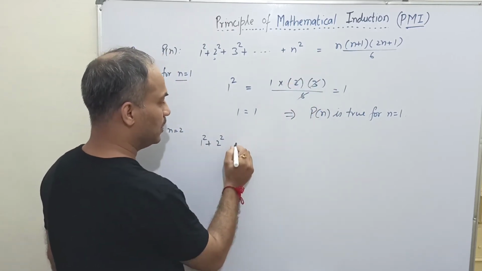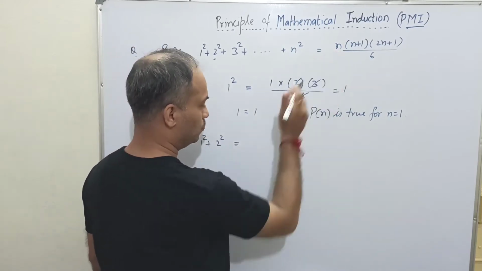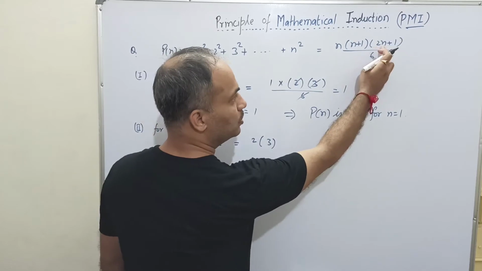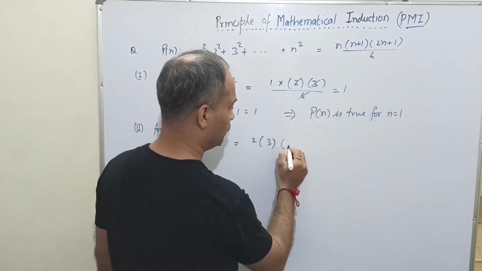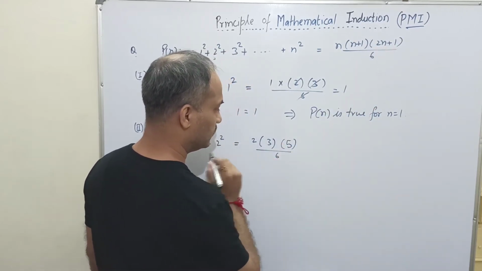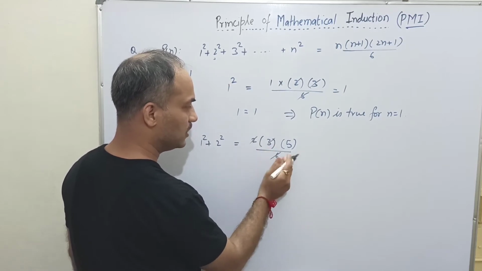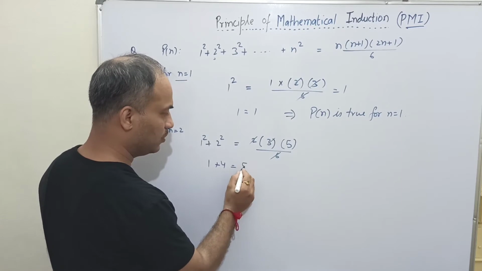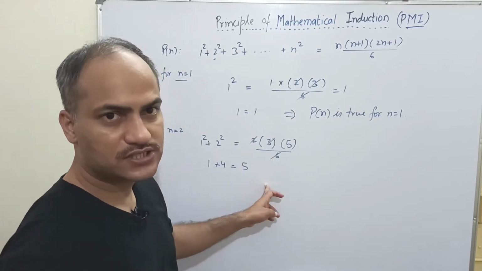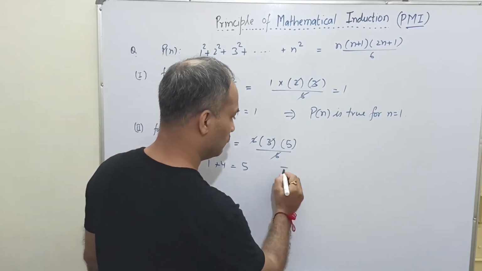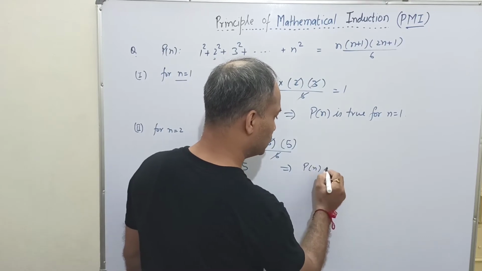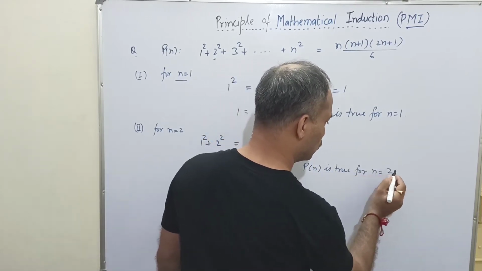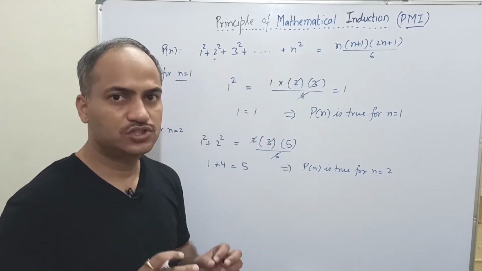Now in the RHS we put n equal to 2. So 2 plus 1 is 3, 2 into 2 is 4, 4 plus 1 is 5, whole upon 6. So 2 times 3 is 6, cancel. So this is 5, and here it is 4 plus 1, and we know 4 plus 1 is 5. So LHS and RHS are both equal. So we can say Pn is true for n equal to 2. This I have just shown you.